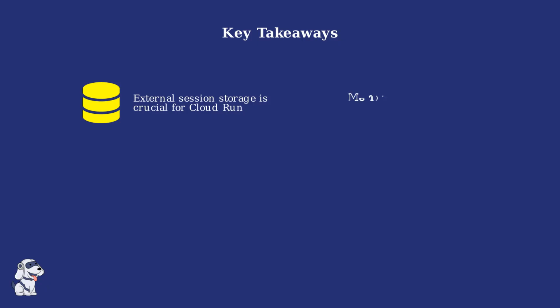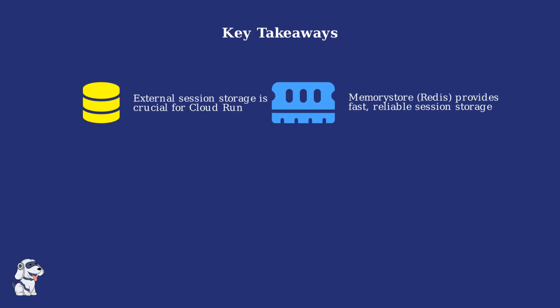We've covered a lot of ground in this comprehensive guide to Cloud Run HTTP sessions. Let's recap the 3 most important takeaways that will help you build robust, scalable applications. First, external session storage is absolutely crucial for Cloud Run applications. Since Cloud Run is stateless and instances can scale up and down automatically, storing session data locally simply won't work reliably. Second, Memory Store with Redis provides an excellent solution for session storage.